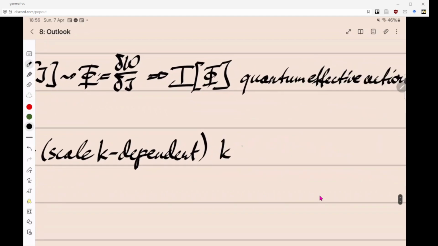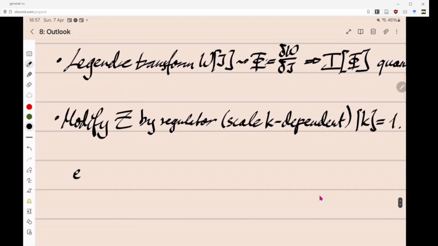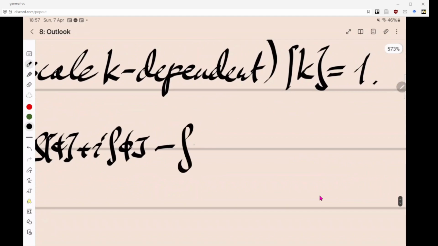So the scale will usually have momentum dimension 1, or energy dimension 1. Something you can think of schematically is this regulated Z. You still integrate over the same action, still with sources, but you also have some extra regulator, some regulating operator here.